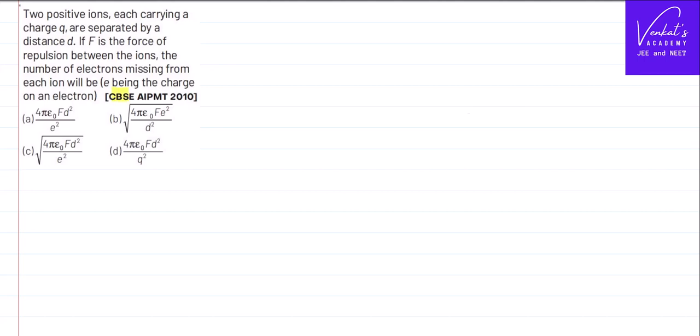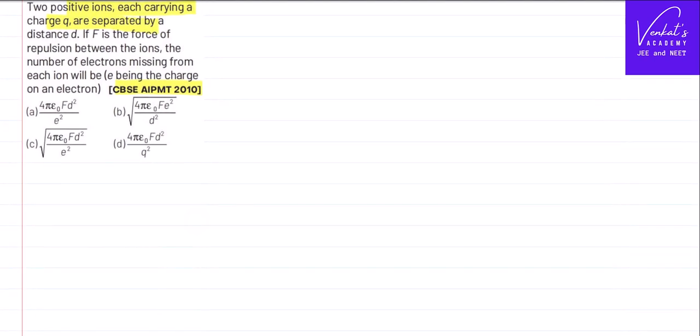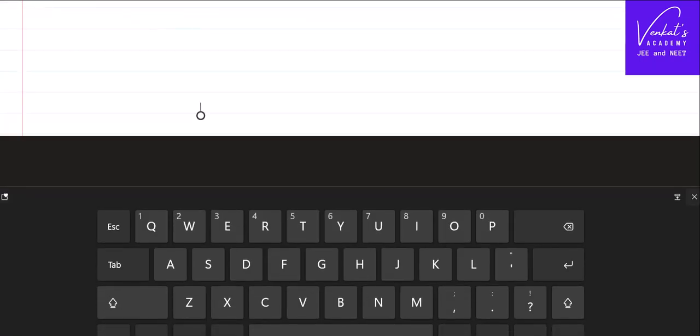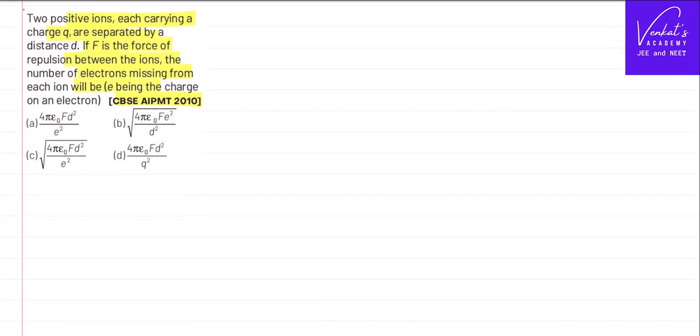This is an AIPMT question from electric charges and fields. It says two positive ions each carrying a charge q are separated by a distance d. F is the force of repulsion between the ions. The number of electrons missing from each of the ions will be how much?